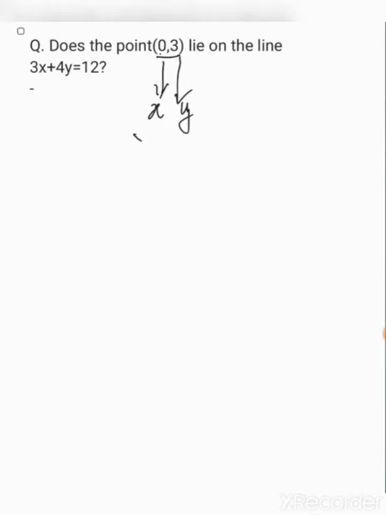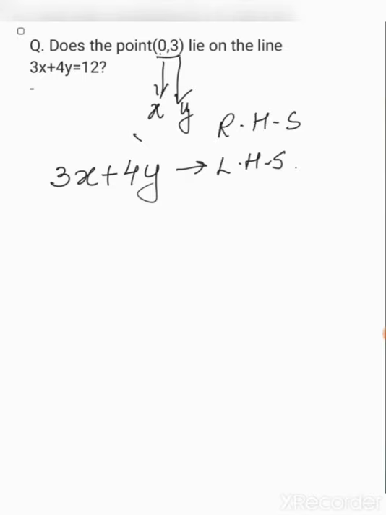Now we'll put these values of x and y in the given linear equation in the left hand side. So what is the left hand side of the given equation? 3x plus 4y. This is the left hand side. And what is the right hand side? Right hand side is equal to 12.